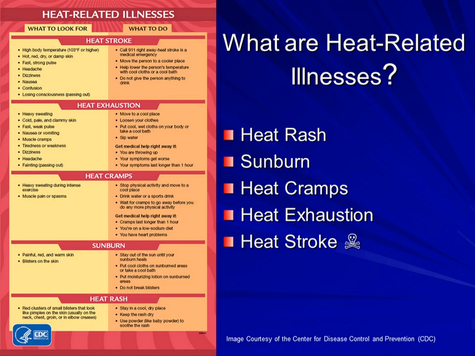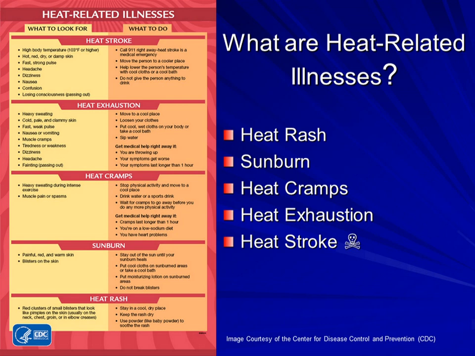This chart shows the 5 types of heat-related illnesses as classified by the CDC. Heat rash, the least severe, sunburn, heat cramps, heat exhaustion, and heat stroke. The chart shows the symptoms of each on the left and the recommendations for treating each on the right.